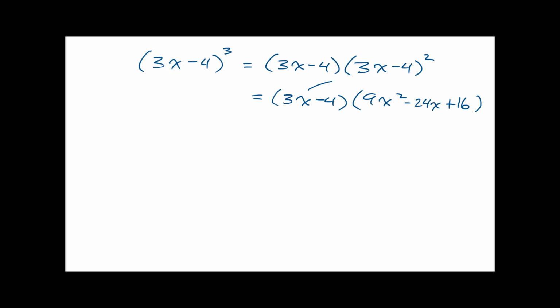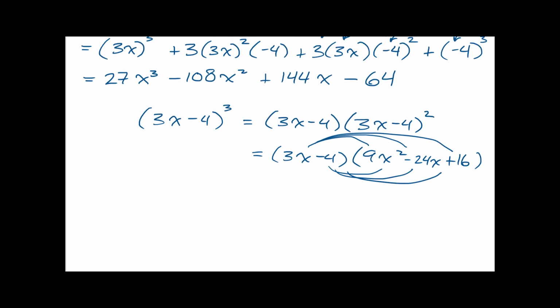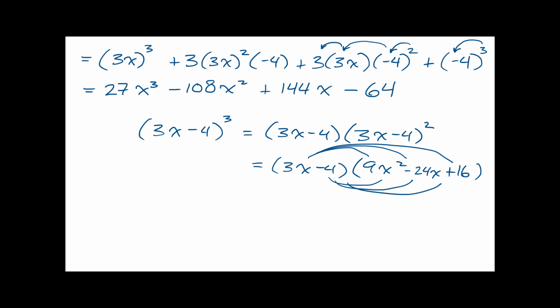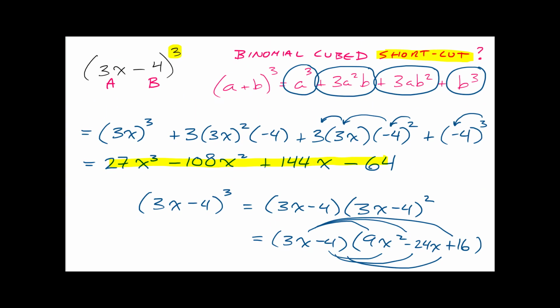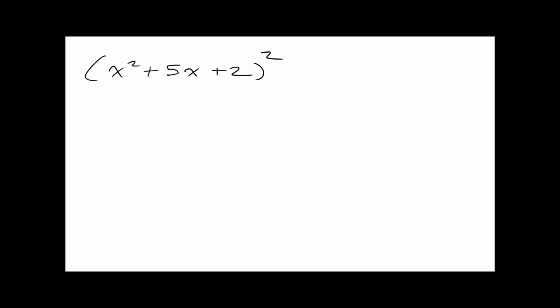And then do what I did in the last example. Take this 3x, multiply it by each term. Take the negative 4, multiply it by each term. And once I simplify, I'm going to end up with the exact same answer I got up here. So it's going to be up to you. You either have to memorize this pattern really well if you want to use the binomial cube shortcut, or stick to what we did in the previous example.